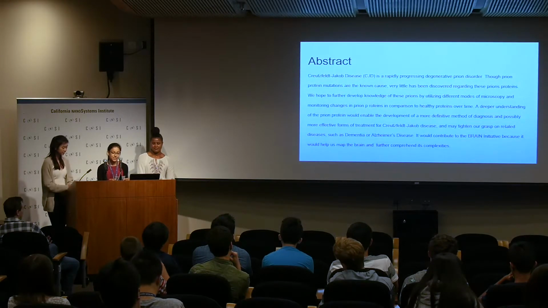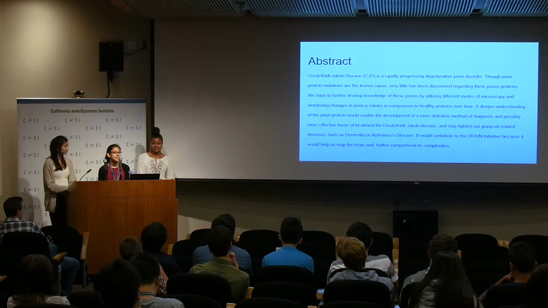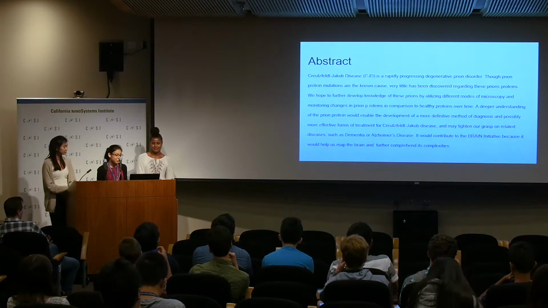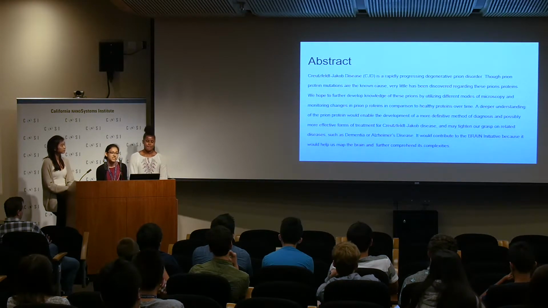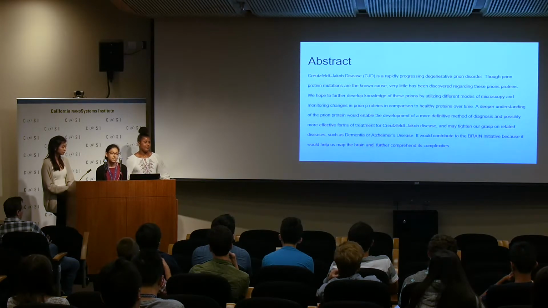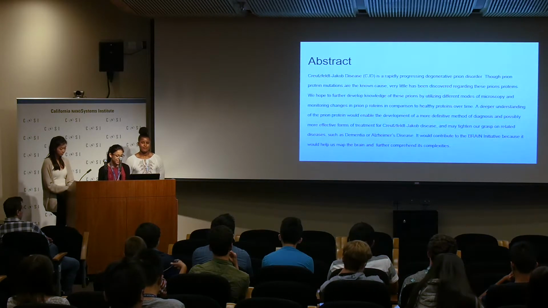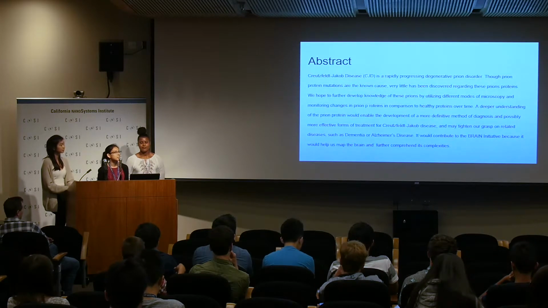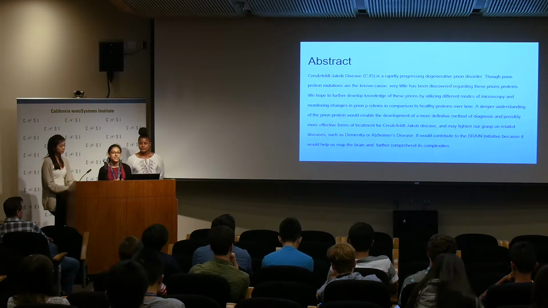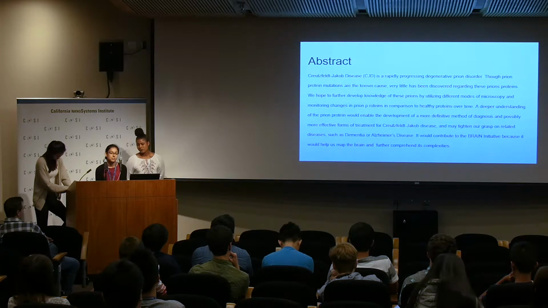So Creutzfeldt-Jakob Disease is a rare, rapidly progressing brain degenerative disease. And we know that it's caused by prion protein mutations, but we really don't know a lot about these prion proteins themselves. So, for example, we don't know a lot about their exact structure or their exact purpose. So we hope to design an experiment that would use different methods of microscopy to do a side-by-side comparison of healthy prion proteins and infected prion proteins.